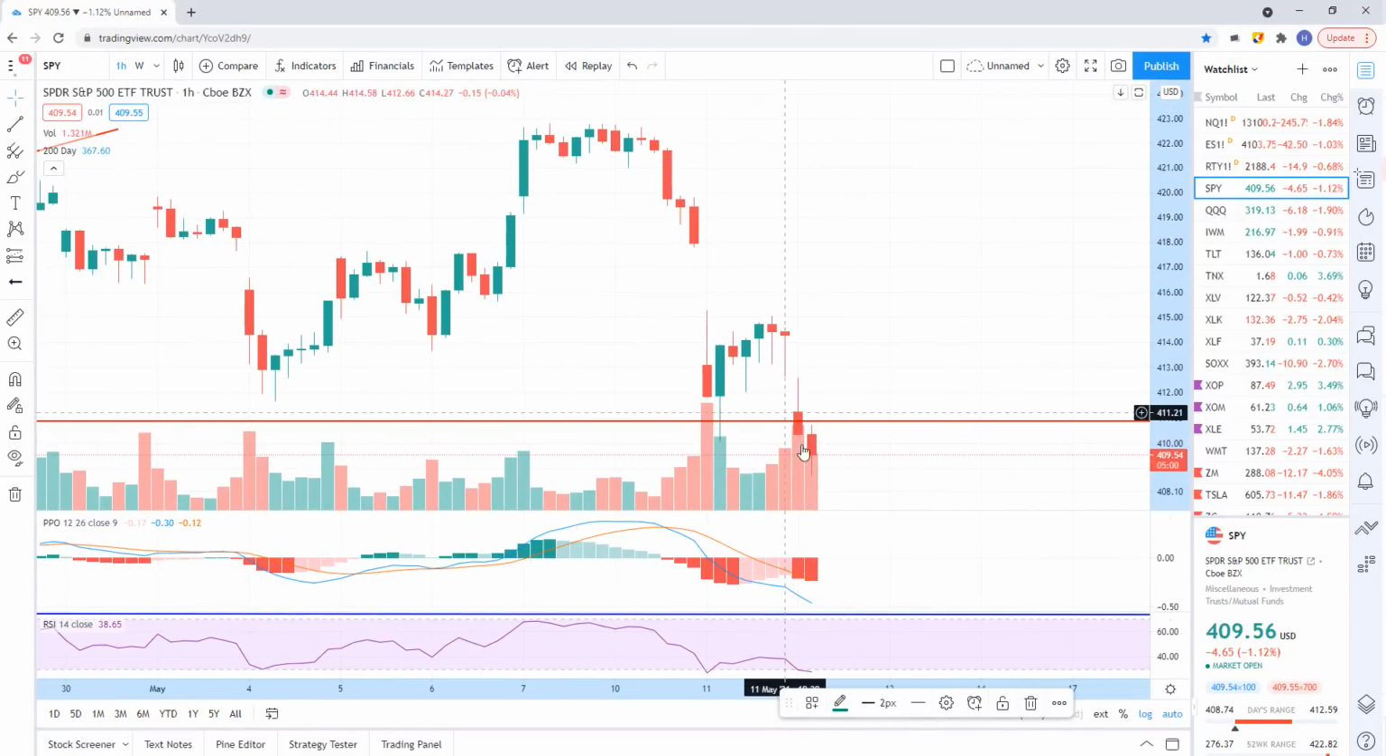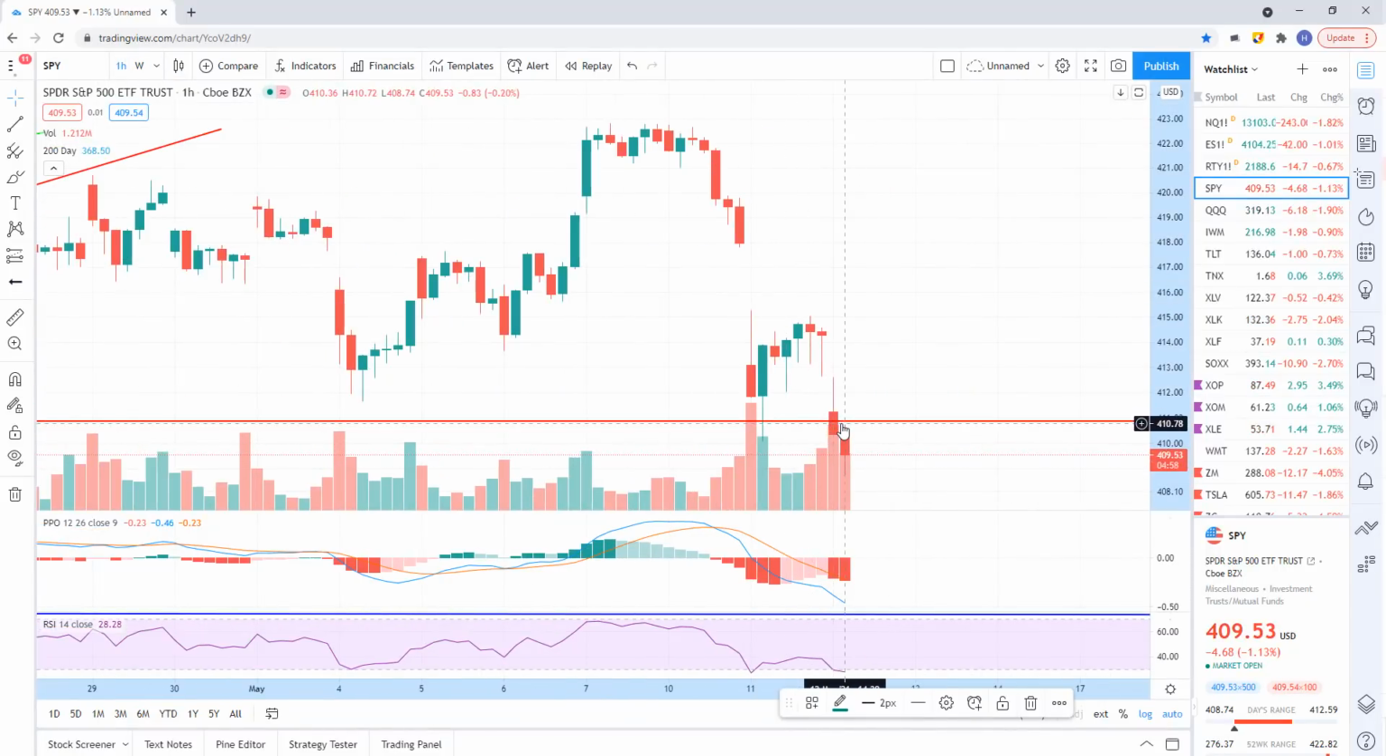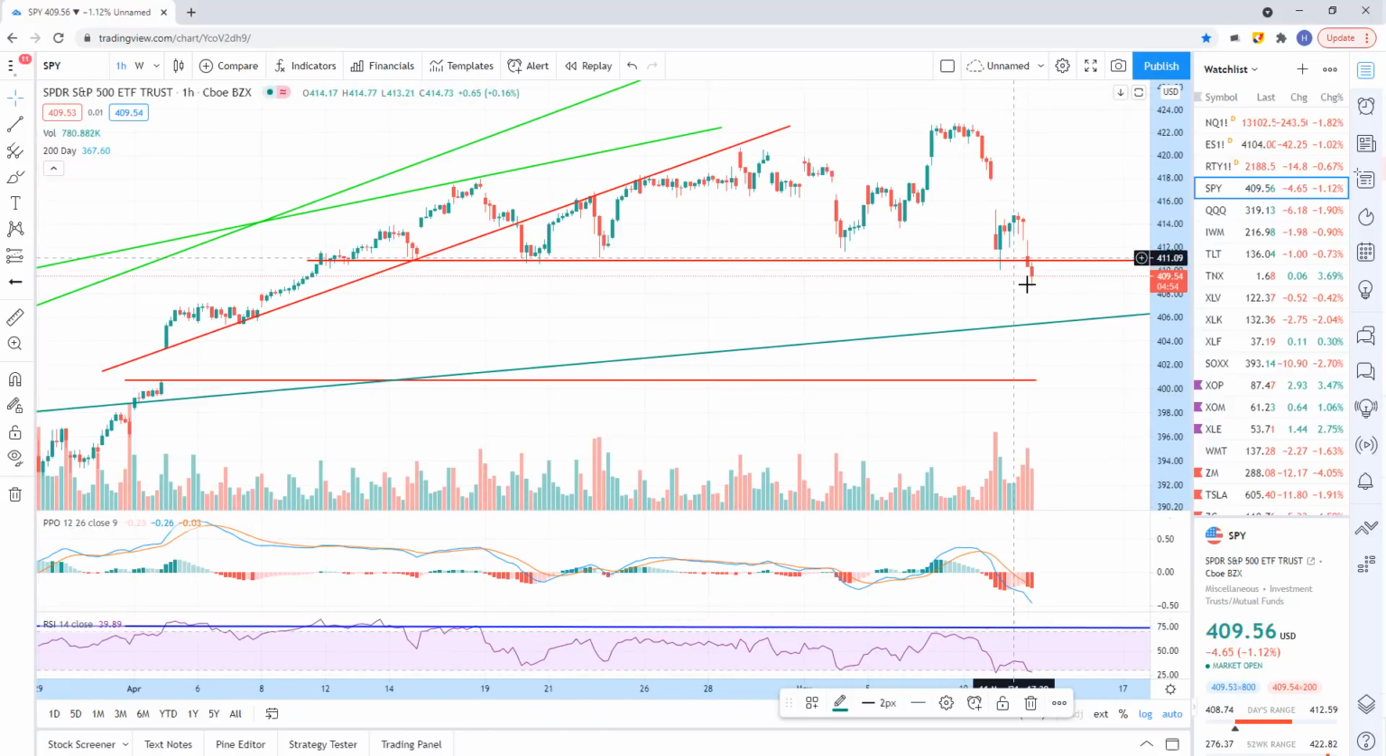Going back to the hourly chart, we're just watching this trend line right now. It's about 410.90, and looking for that to break.